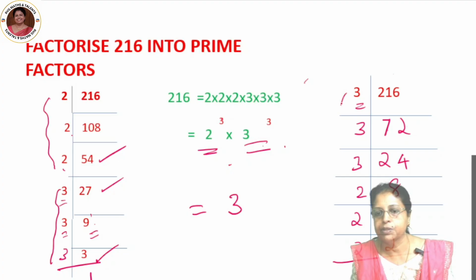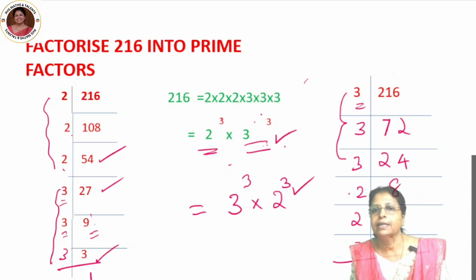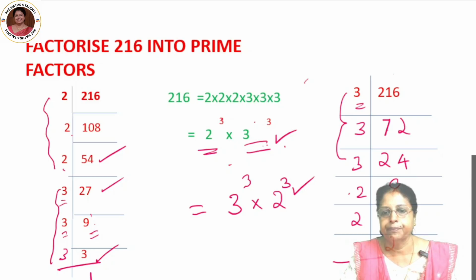3, how many times? 1, 2, 3. So 3 to the power of 3 times 2 raised to the power of 3. Both are the same. So this factorization is unique.